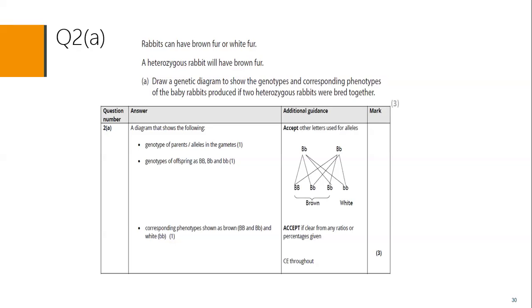The additional guidance shows one version of a diagram that would gain all 3 marks. But a Punnett square is fine. There are other alternatives. So if you could mark the 4 responses that you have got and put them into the chat box.